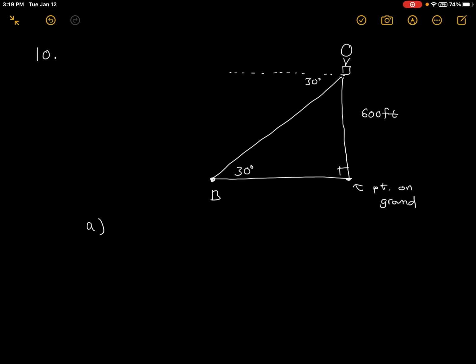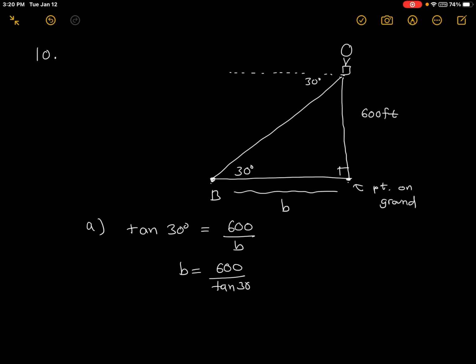I will use my tangent ratio, and we'll call this B. That's what it's asking: how far is the person from the point on the ground below the hot air balloon? So how far is point B to this point? Tangent of 30 degrees is opposite over adjacent, 600 over B. If you get B by itself, B is 600 over tan 30.